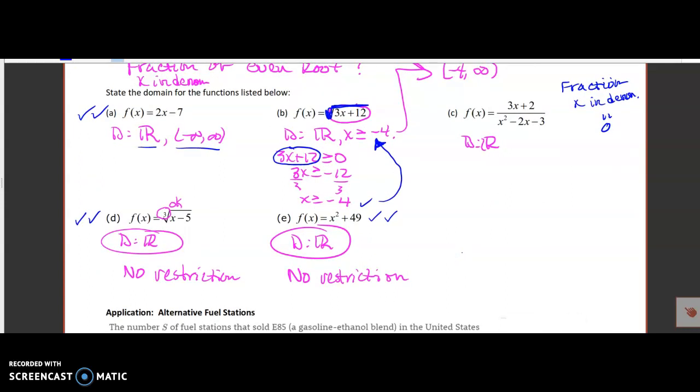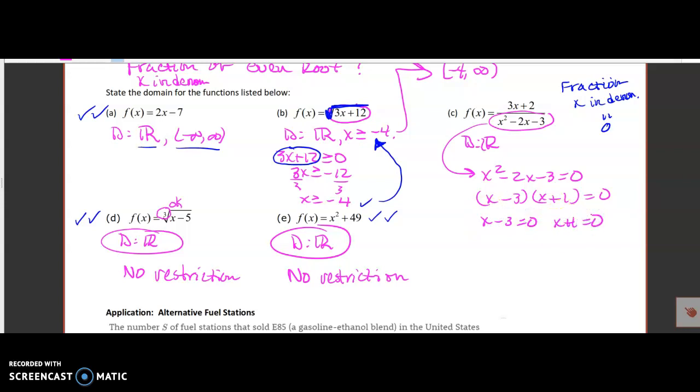So let's take this denominator, being this part. Let's set it equal to 0. Another one of those wonderful quadratics that I have to factor. So x times x, 3 times 1, negative 3, positive 1. And I'm going to set both of those factors to 0.